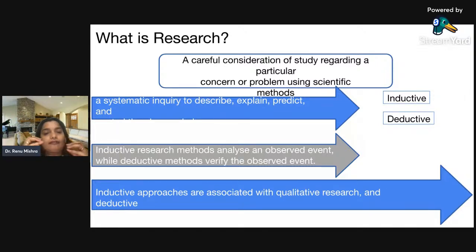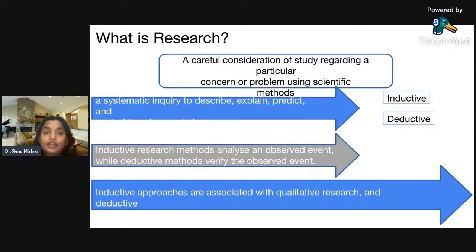Now, a very simple difference, in basic terms: in inductive research, you derive the hypothesis. What are hypotheses? I'll be telling you during the webinar. In inductive research, you observe the events happening around you, and based on that analysis, you draw out hypotheses, new theories or new methods. Exactly the opposite happens in deductive.